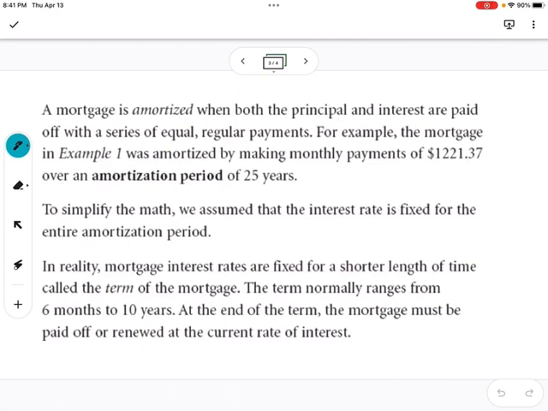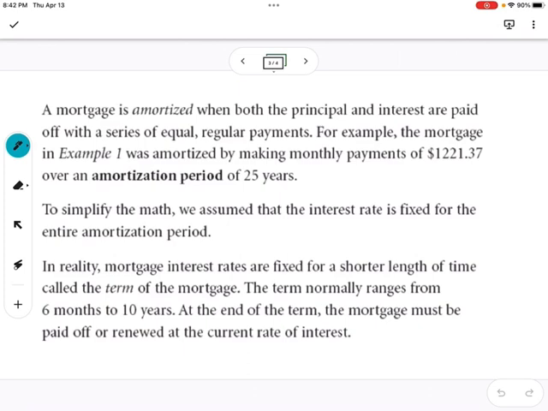So in reality, mortgage interest rates are fixed for a shorter length of time, called the term of a mortgage. That means our interest rate will not stay the same over the 25 years, even though we assumed it would in the question. In general, the term can range from 6 months to 10 years. So that's how long the interest rate would stay the same. At the end of the term, the mortgage must be paid off or renewed at the current rate of interest.